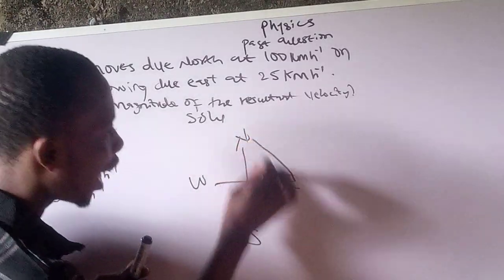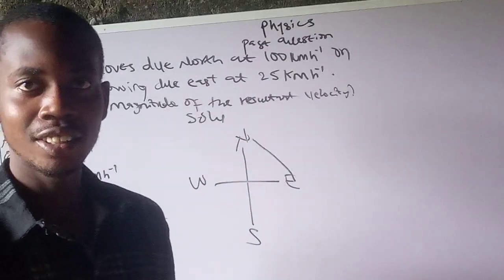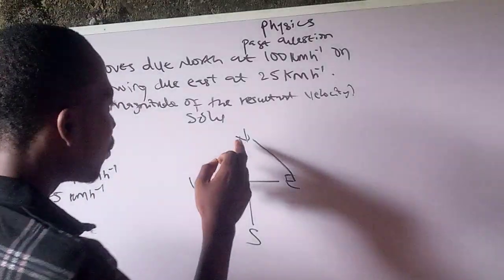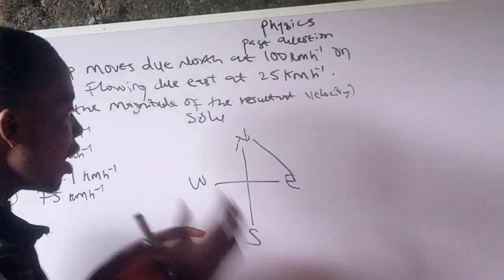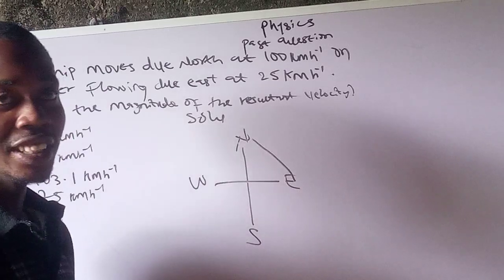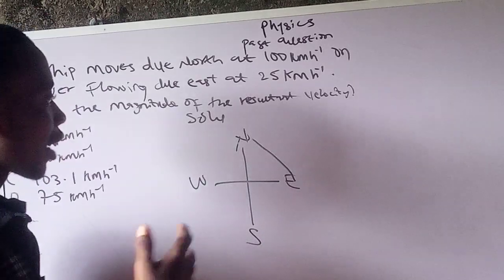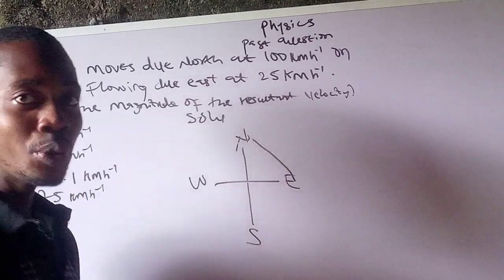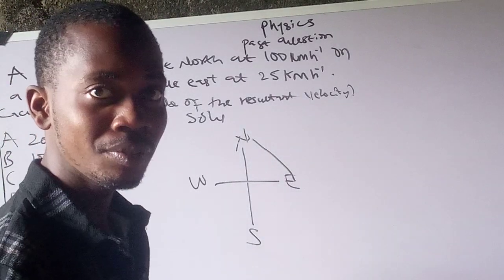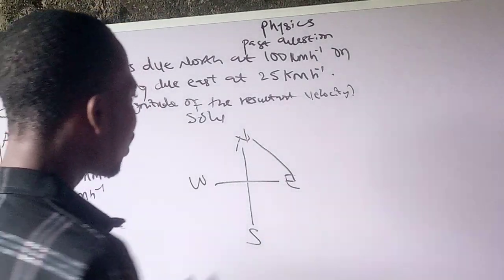So this angle now is 90 degrees. Are you understanding me? From this direction to this direction is 90 degrees. So whenever it is 90 degrees, we call it a right angled triangle. So what you're going to use is Pythagoras' theorem. You see the trick.